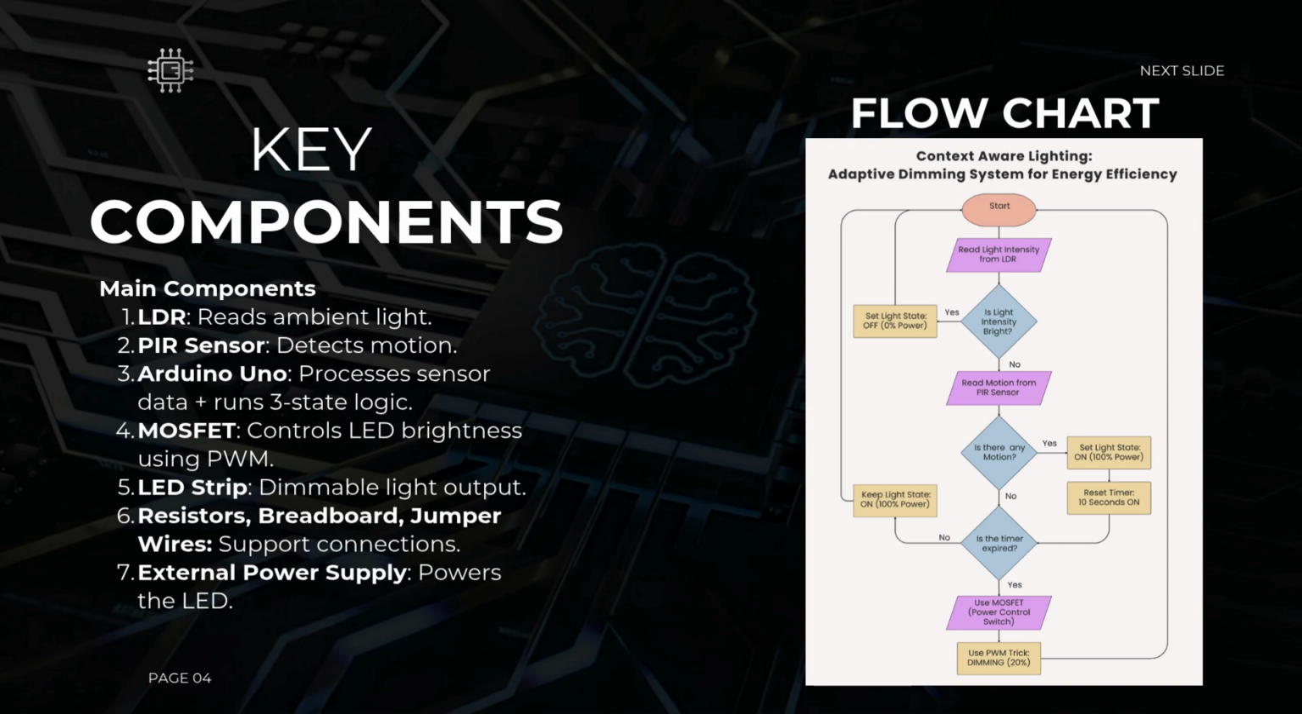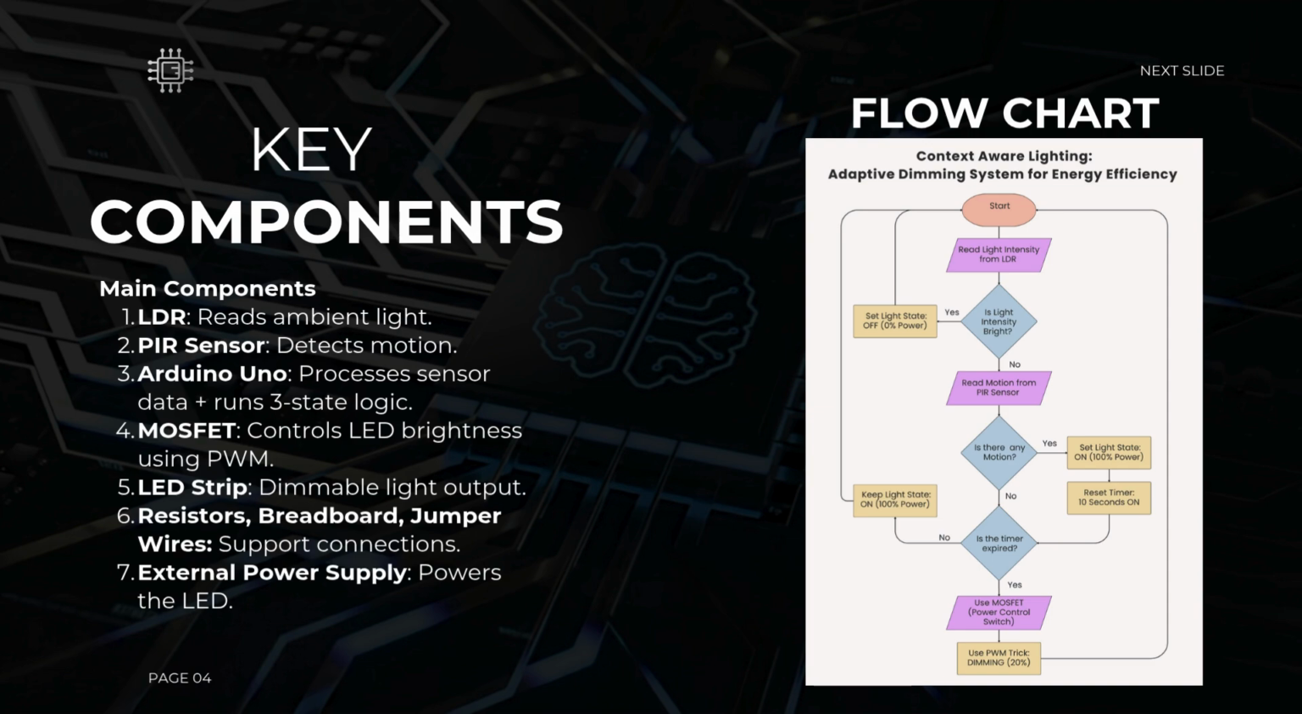Now let's talk about our flow chart here. Our flow chart will start, and then the LDR will read the light intensity from the environment. If the light intensity is high, then that means that it's day. So it will make the light state 0% power. But if the light intensity is low, then it will read the motion from the PIR sensor. After reading the motion, it will make a decision if there is motion. If there is, then the light state will be 100% on or fully bright. And then after that, it will set a timer, which is a 10 seconds timer. Then it will make a decision if the timer is expired.